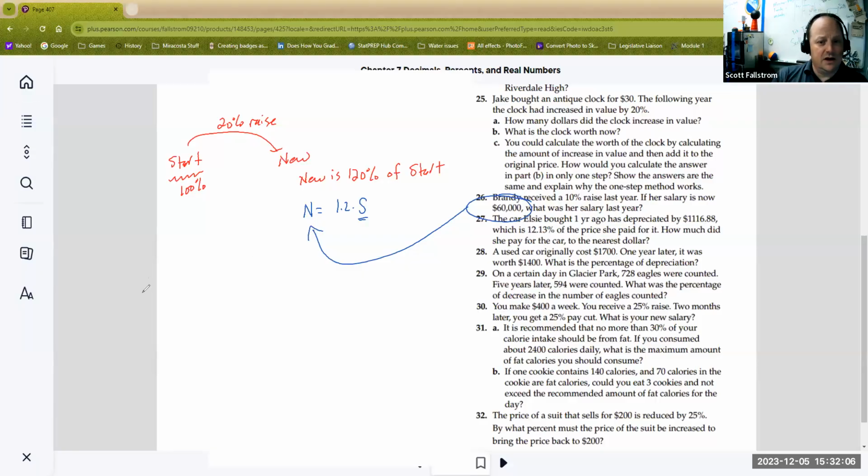This also links back to what we do with geometric sequences. If you know how you went forward with the geometric sequence, could you go backwards? So instead of multiplying by 1.2 repeatedly, maybe you divide by 1.2 to get back to it.